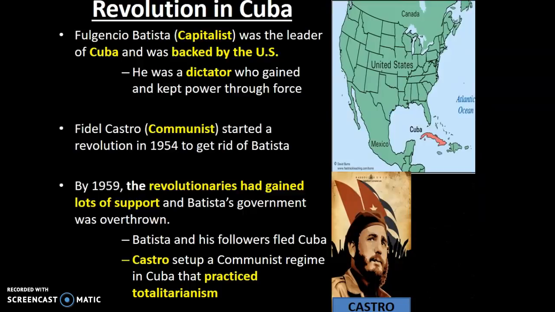Now that Fulgencio Batista is gone, Fidel Castro takes full power over the country and sets up a communist government. Now, we know that communist governments usually are led by dictators, and this is exactly what's going to happen. Despite his promises for a better Cuba and despite his promises for more freedoms, Fidel Castro will break those promises and he himself will become a dictator. When he becomes a dictator, he starts practicing totalitarianism.